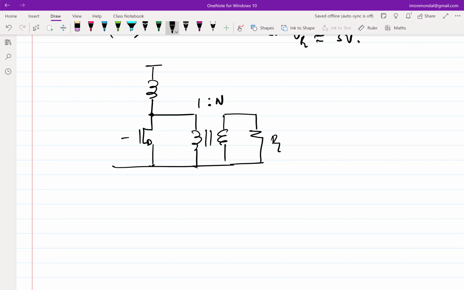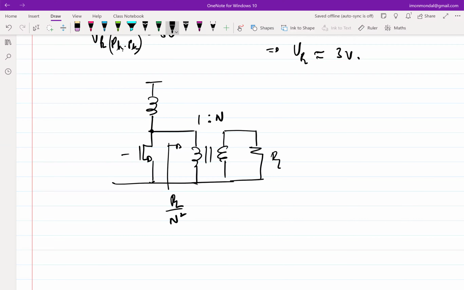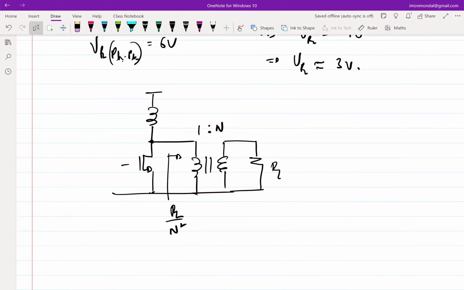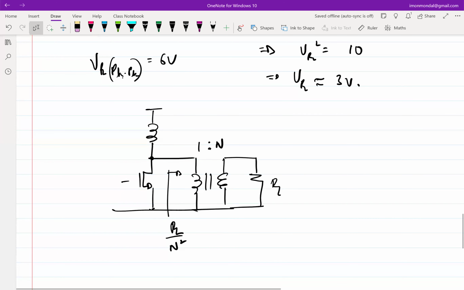So the impedance looking here is RL over N squared. And so if our impedance looking here is RL over N squared, what will be, if all the other constraints like 3 volt swing across RL and everything is met, the swing here? Now V peak to peak. 6 by N.